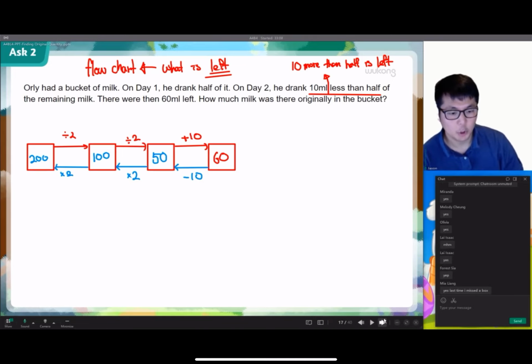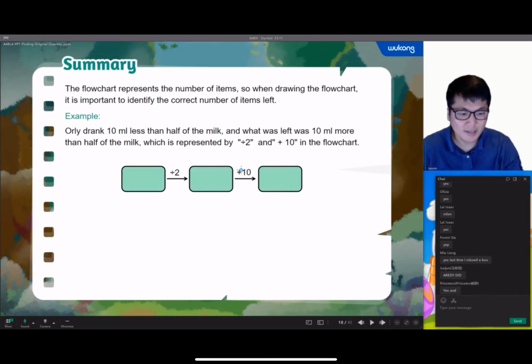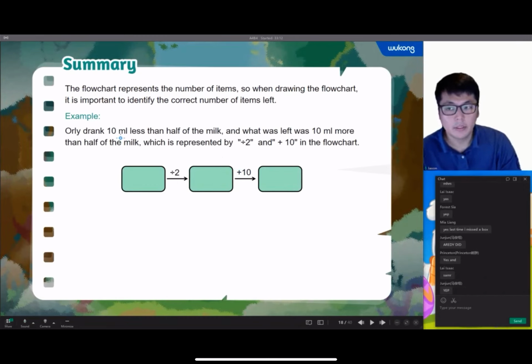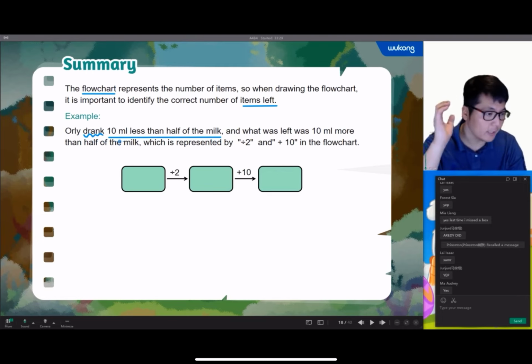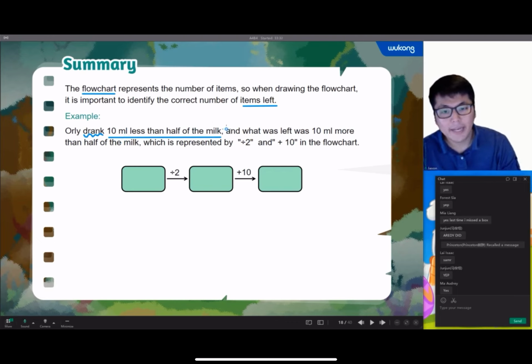All right. So here comes this question. So guys, remember, it's very important that the flowchart is how much is left. So if Oli drank 10 less than half the milk, that's how much he drank, guys. That's not how much is left. This is how much he drank, right? So that means 10 more than half will be left. The opposite. And in a flowchart, you need to have arrows like this, opposite.